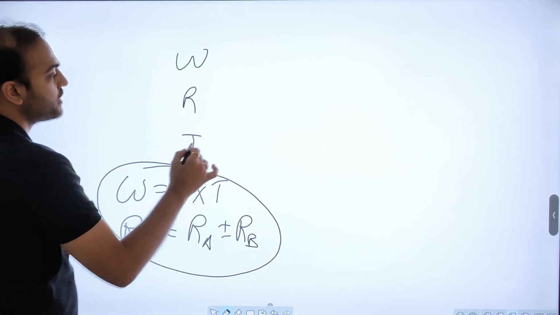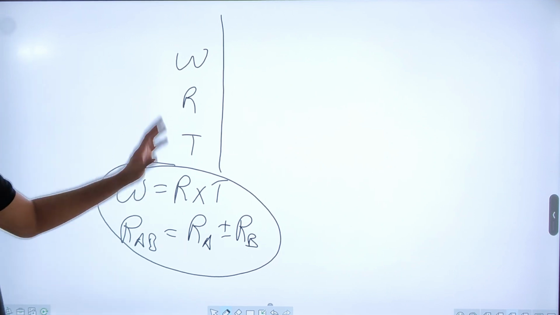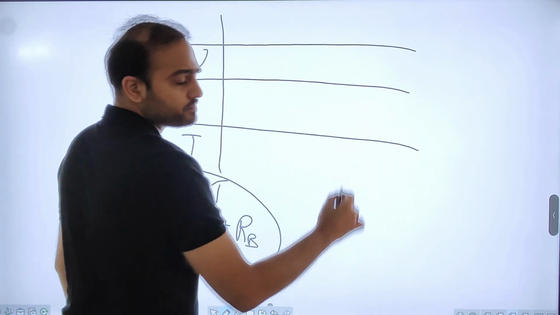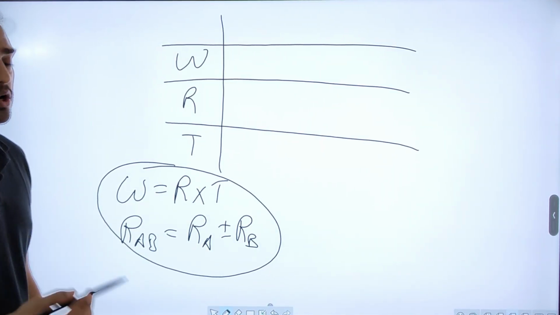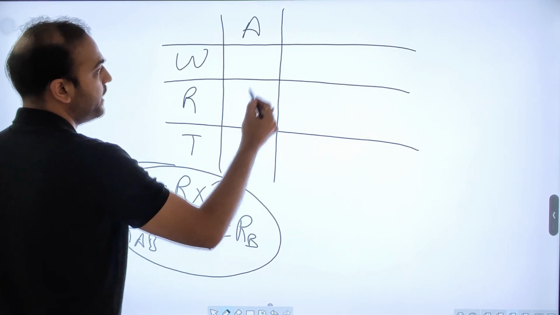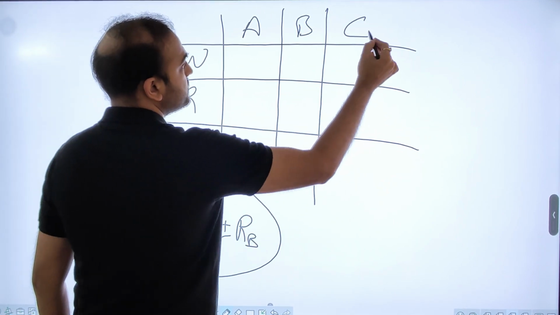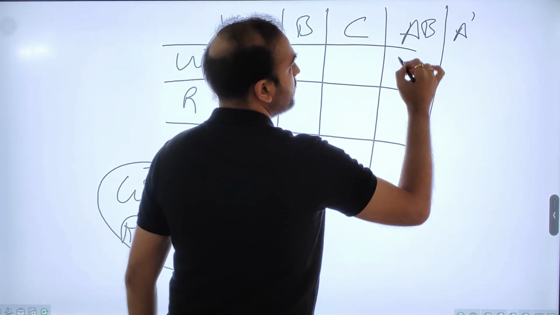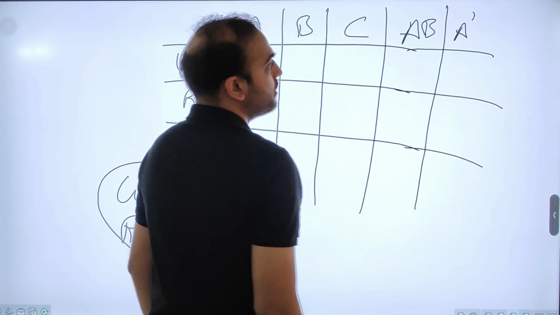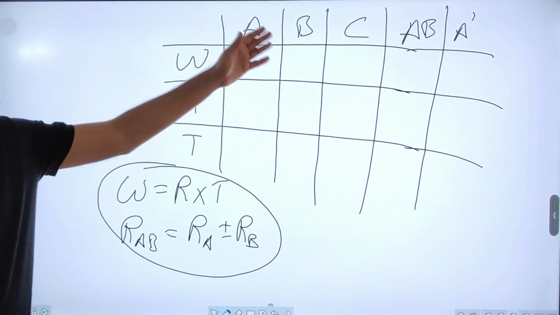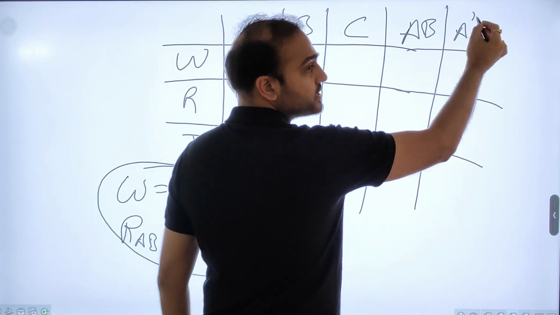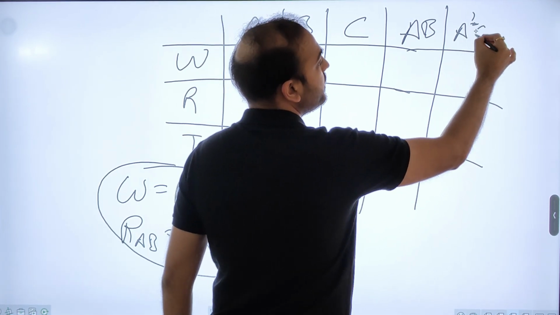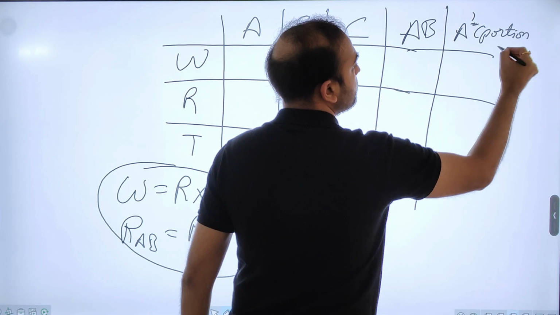So you will write work, rate and time as your rows. Depending on the question, we will write the variables, say A, B, C. If A and B are working together, then AB. If A is working alone, A dash. Depending on the question, we can make our table. The reason I have put dash here is to tell myself that A is not completing the work. A is doing only a portion of the work.